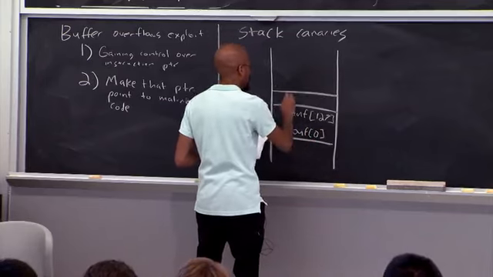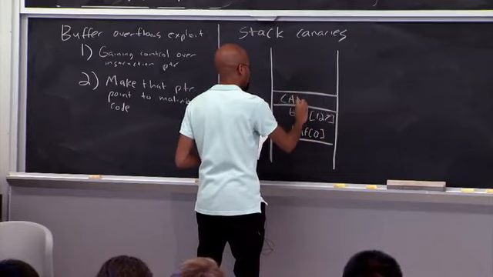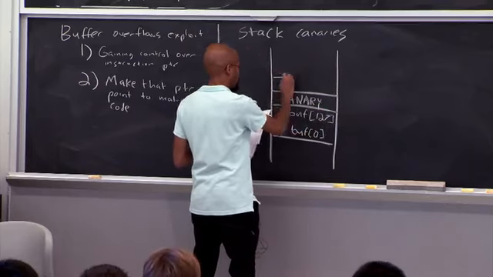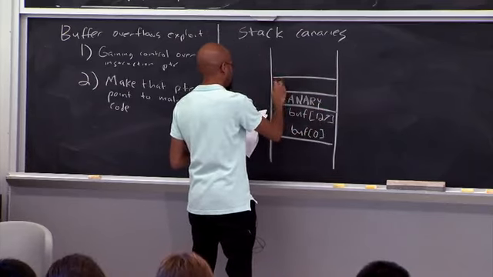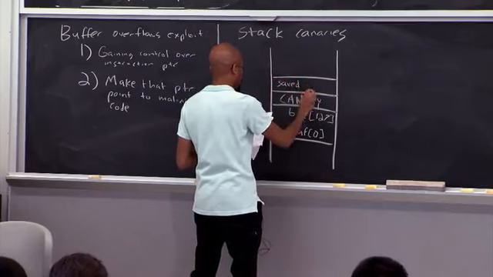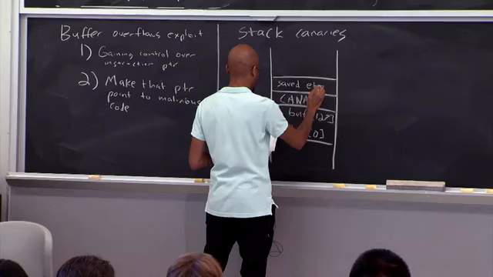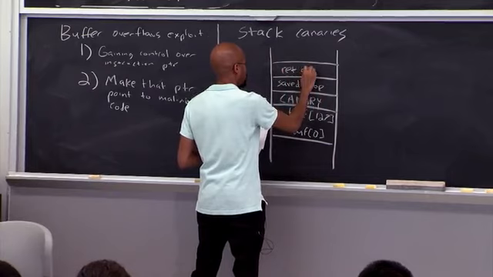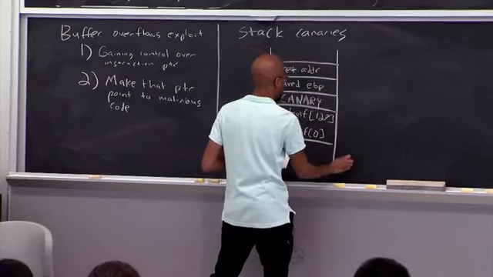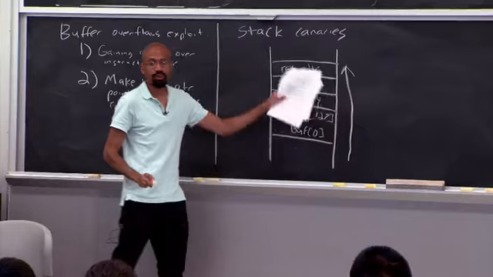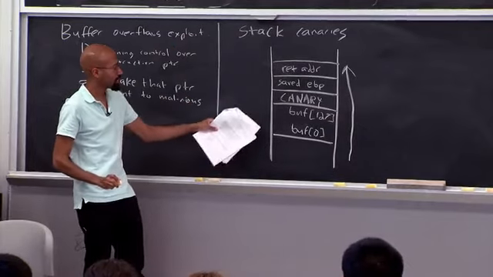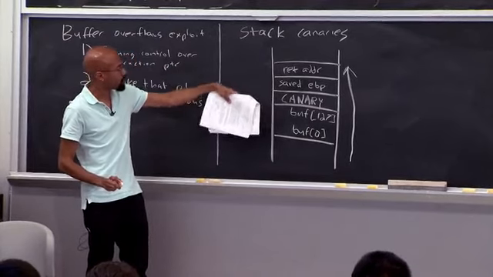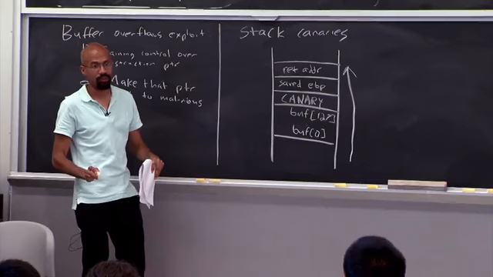Then we're going to put the canary here. And then this will be the saved value of the base pointer. And then this will be the return address. So once again, remember the overflow goes this way. So the idea is that if the overflow wants to get to that return address, it first has to trample on this canary thing here, right?